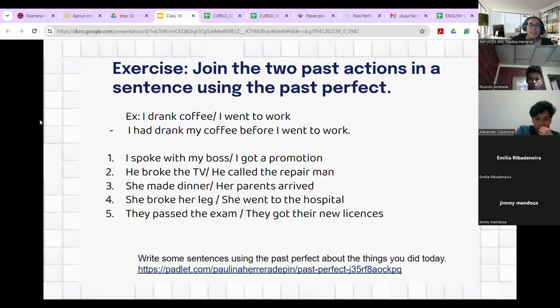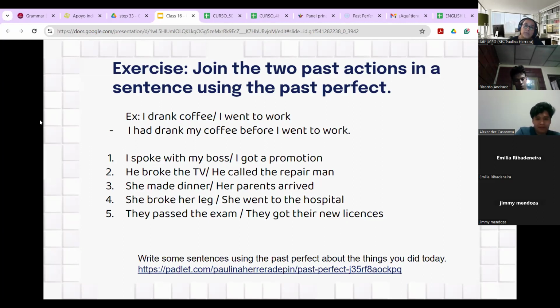Number three, she made dinner, her parents arrived. You can make it in two ways. You decide which one is the first thing that happens in this sentence. Somebody wants to give it a try? She had made the dinner before her parents arrived. Okay, yes, very good. I can also make it the opposite way: her parents had arrived before she made dinner. That could be.